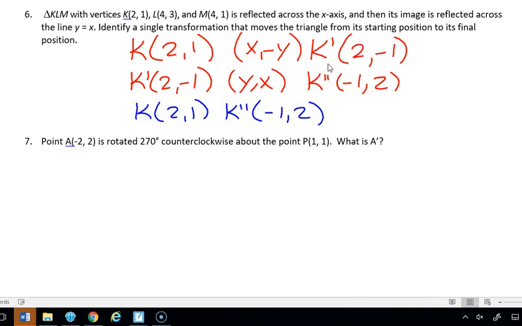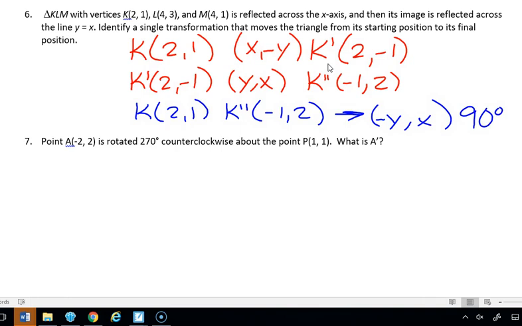Now you should immediately notice that the x and the y flipped. So I'm going to say y comma x. Now which one changed signs? I noticed that the y changed signs. So then we have to figure out what is that the rule for. Negative y, x is the rule for a 90-degree rotation.